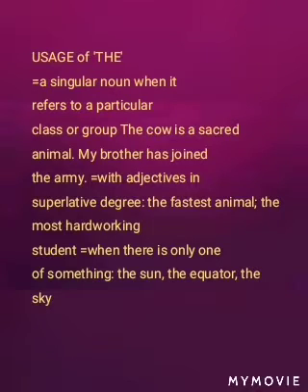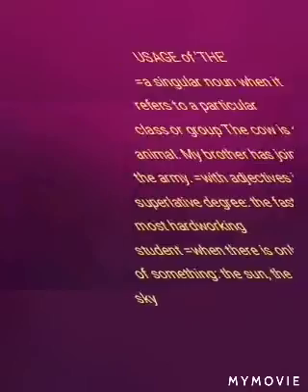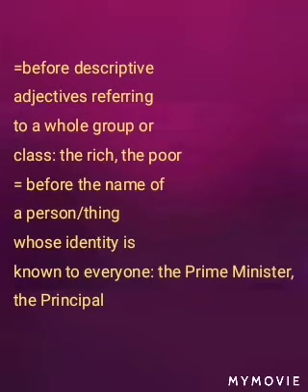So, the army. Now, the second usage is with adjectives in the superlative degree. The fastest animal, fastest is superlative degree, the has been used. The most hardworking student, most is superlative degree, the has been used. And the other usage is when there is only one of something: the sun, the equator, the sky, the moon. There's just one. So the has been used.